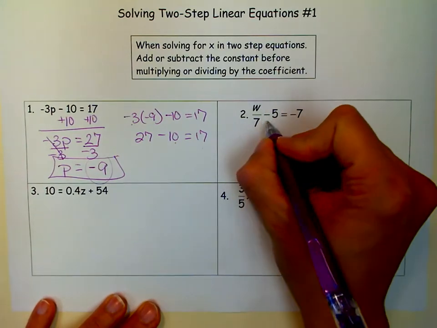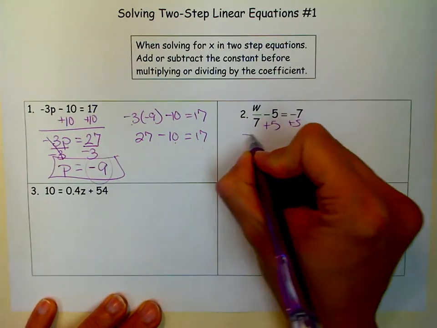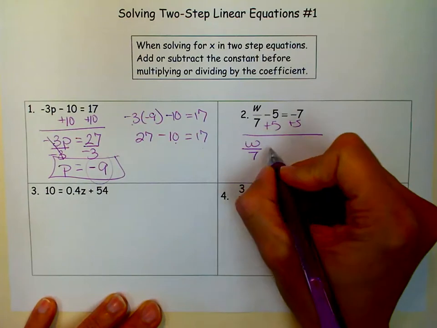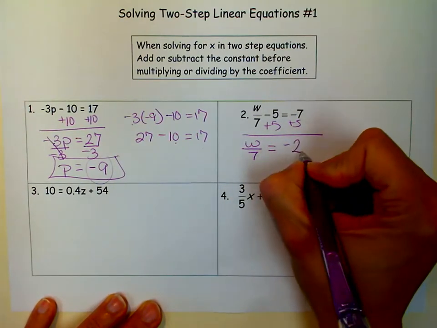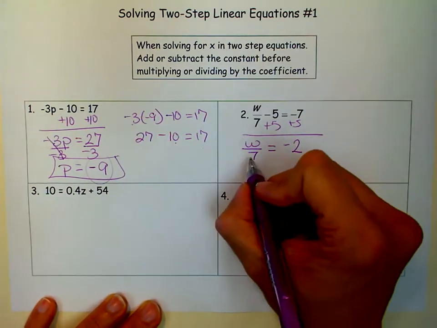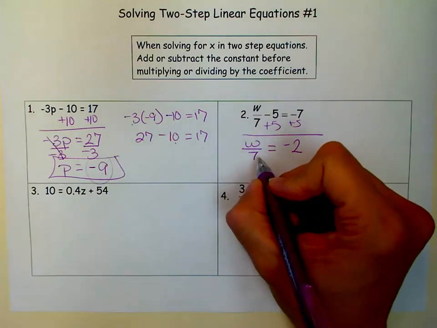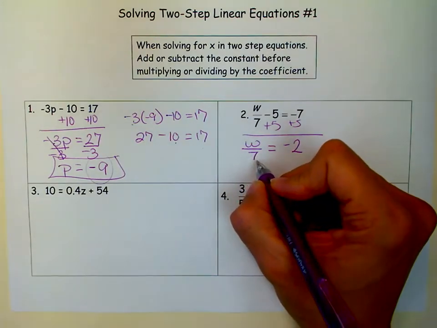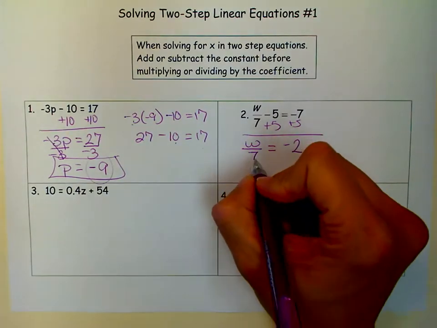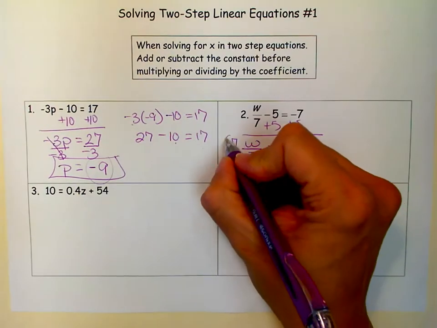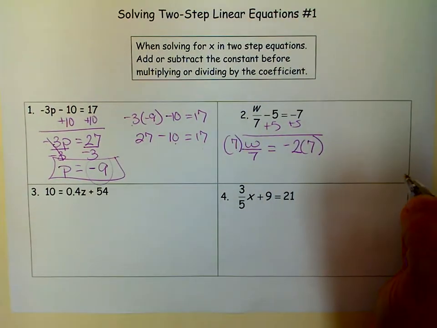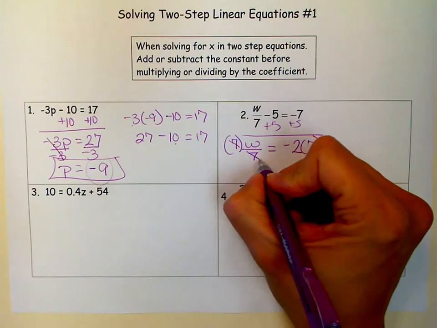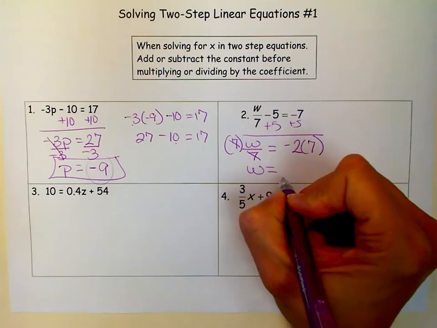On this one, I've got to get rid of this constant first. It says minus 5, so I must add 5. So when I do that, I get w divided by 7 equals negative 7 plus 5, which is negative 2. Now I can get rid of my coefficient. So there's a 7 there. It's being divided. I've got to get rid of it by doing the opposite, which means I have to multiply both sides by 7. 7 divided by 7 cancels out, so that's a w.